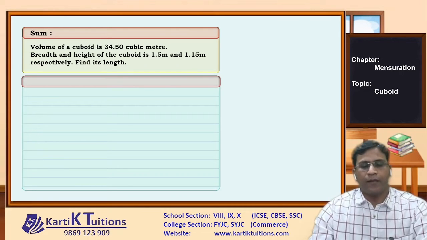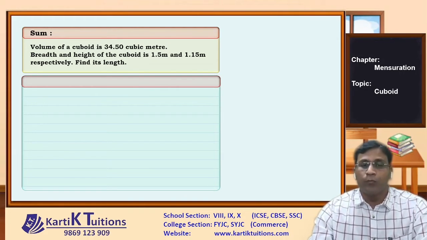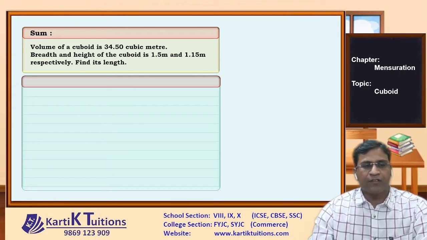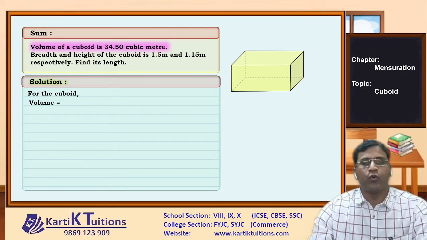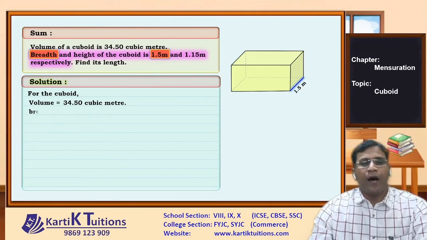Find its length. ये सम थोड़ा पहले जैसा ही है, खाली फर्क इतना है कि इसमें अपने को वॉल्यूम दिया है. Fine, let's start with the sum. Now there is a cuboid where the volume is given to us as 34.50 cubic meter. Then breadth is given to us as 1.5 meters and height is given to us as 1.15 meters.